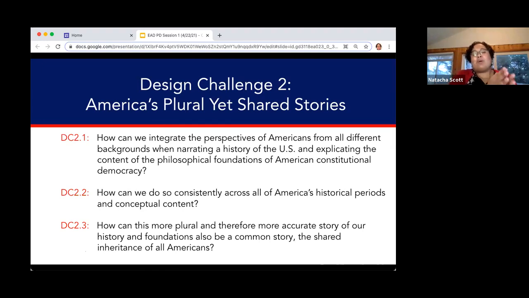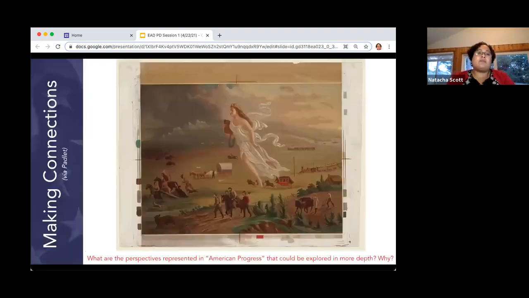And how can this be more plural and therefore more accurate story of our history and foundations also be a common story, the shared inheritance of all Americans? So we can feel, this is actually one of my favorite design challenges. Emma knows we each have our favorites. We have our favorite design challenges. And we think about this complexity that we see in terms of integrating the perspectives of Americans from all backgrounds, and how do we fit that into the narrative, right? How do we fit that into the narrative?